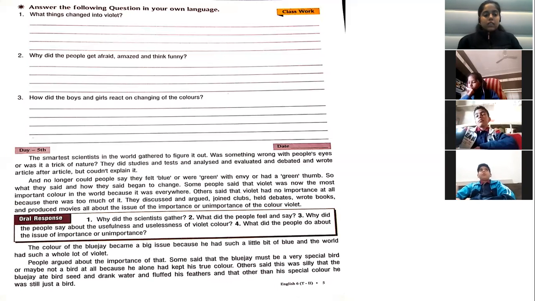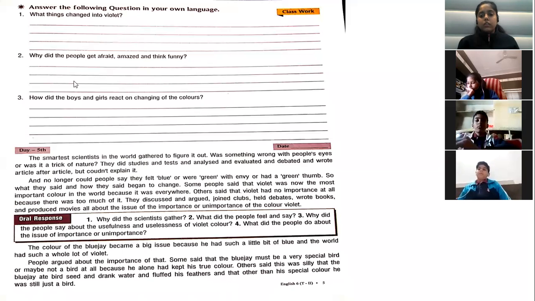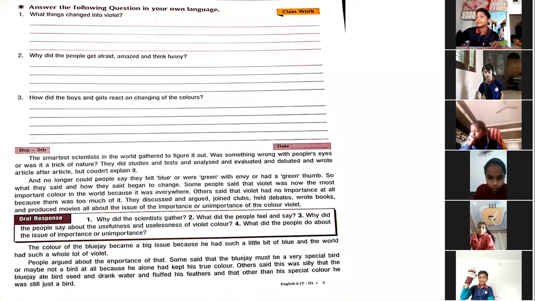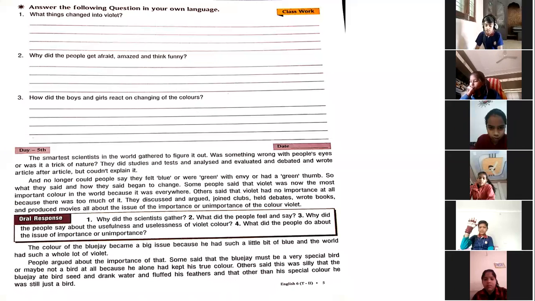Okay, let's do the oral response questions. Question number 1. Why did the scientists gather? Who will answer the question? All the intelligent scientists, why did they gather? Just tell me the answer. Anyone who knows the answer of question number 1 of oral response? Why did the scientists gather? Scientists सारे जो है इकट्ठे क्यों हुए?